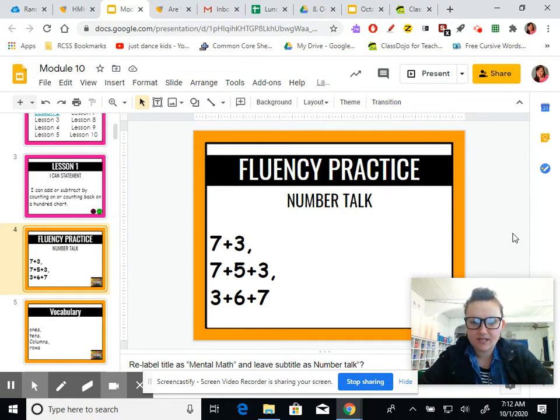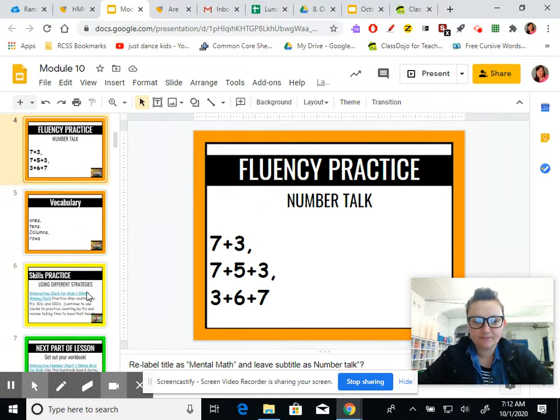Last one, 3 plus 6 plus 7. Okay, if you did 6 plus 7, which is 13, and then plus 3 is 16, you are correct. Good job. Give yourself a pat on the back. All right, so remember you should have paused in between those to give yourself some time to think.